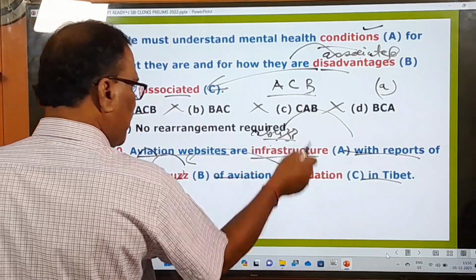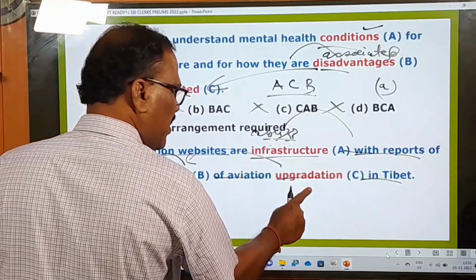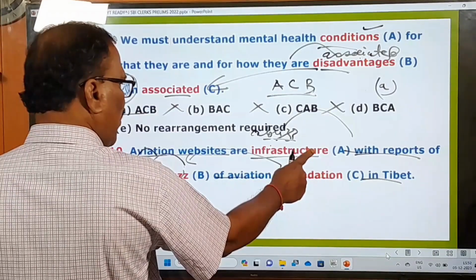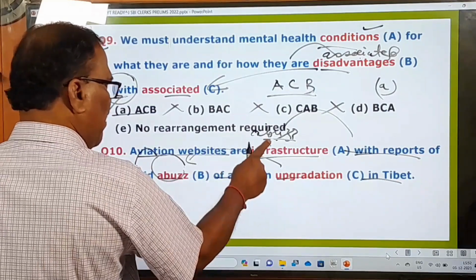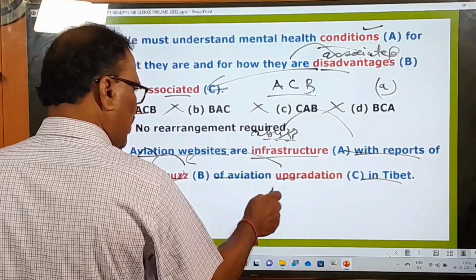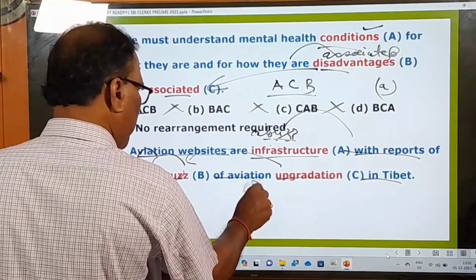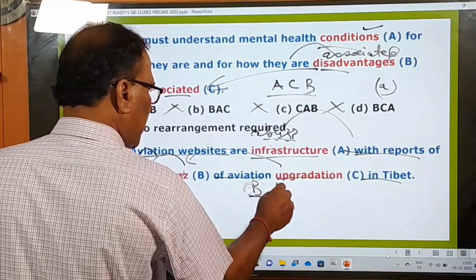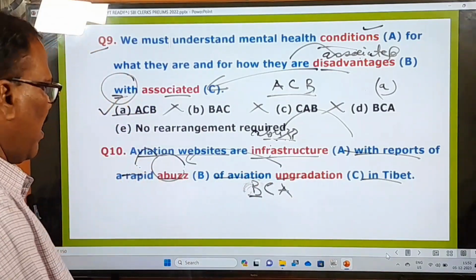Then what is the infrastructure of rapid improvement of what? Aviation infrastructure. So in this way, this abuse must be in the place of A. This upgradation, the C word, must be in the place of B, and this A word must be in the place of C. So now the order of the words is what? This B word must be first, then C word here, and this A word last. B, C, A must be your answer. Okay, are you following me?